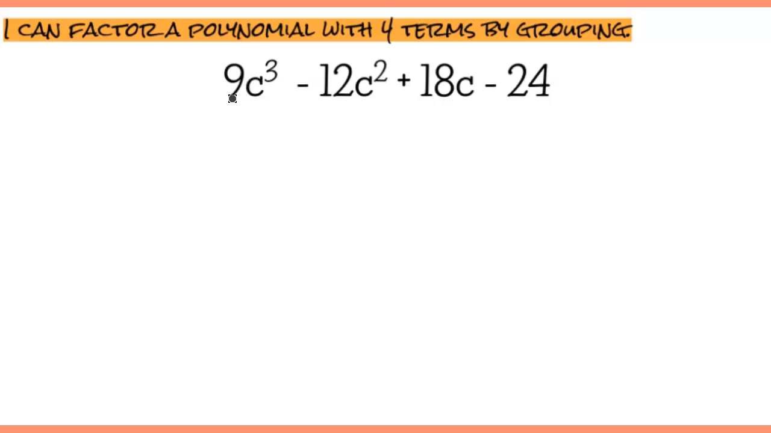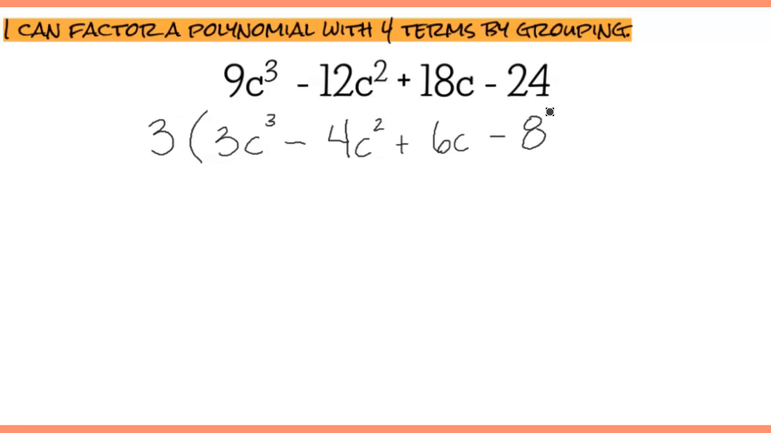And I know that between 9 and 12 and 18 and 24, 3 is a factor of all 4 of those terms. So I'm going to pull out a 3 and then rewrite my polynomial after I've pulled out this GCF. So this is going to become 3c cubed minus 4c squared plus 6c minus 8.